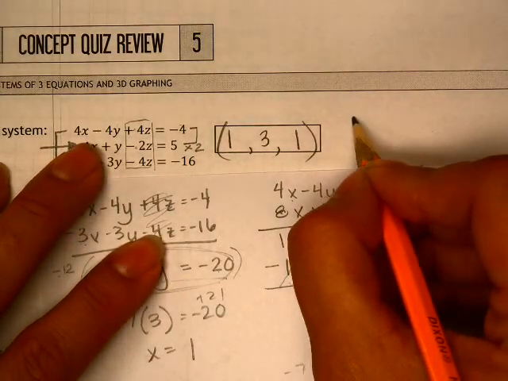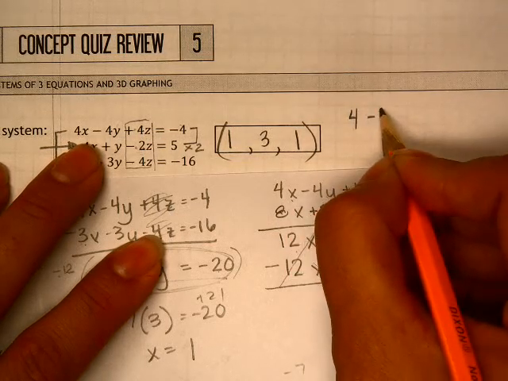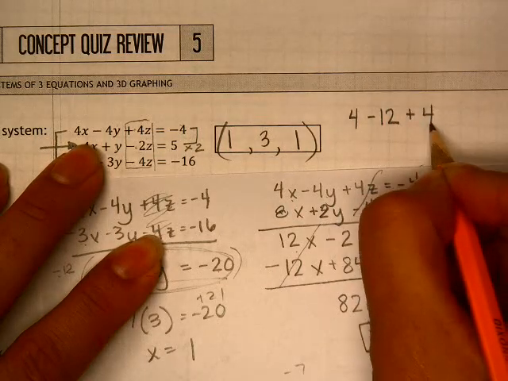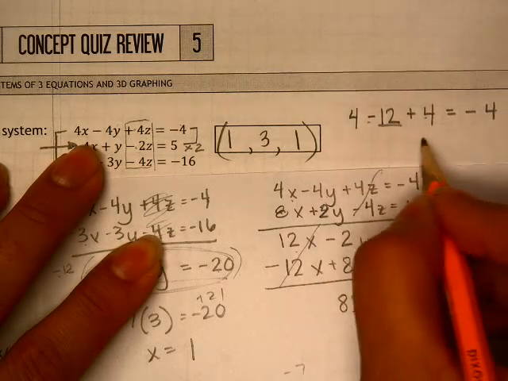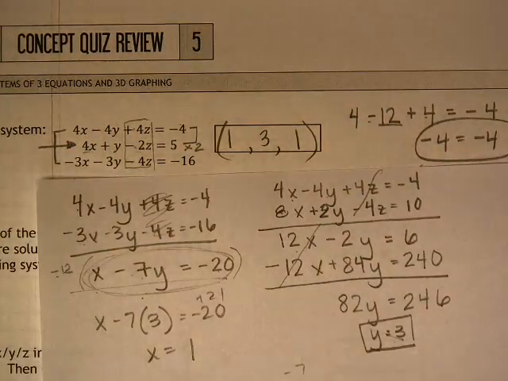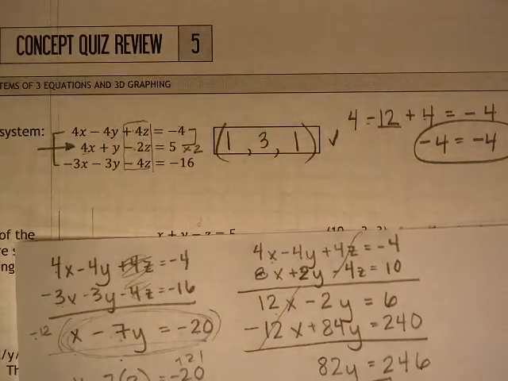So I'm going to plug into the top one. I get 4 times 1 is 4, minus 4 times 3 is 12. Plus 4 times 1 is 4, and is that equal to negative 4? 12 minus 8 is negative 4. Yay! And it is correct. So that is definitely my answer. I feel really good about that.